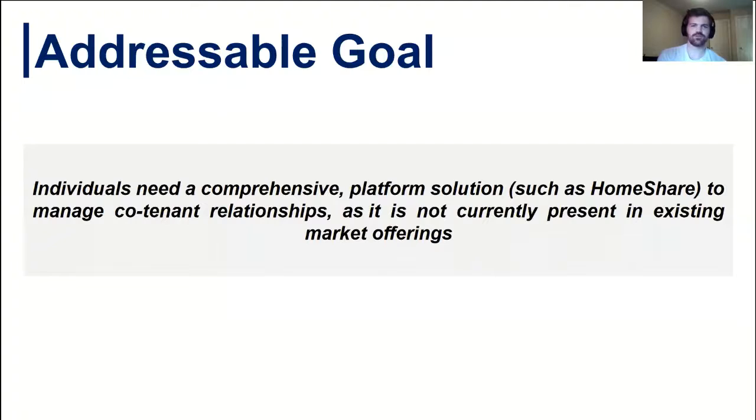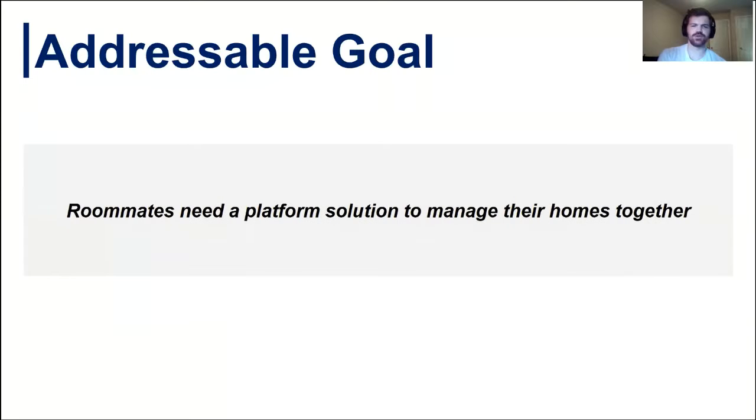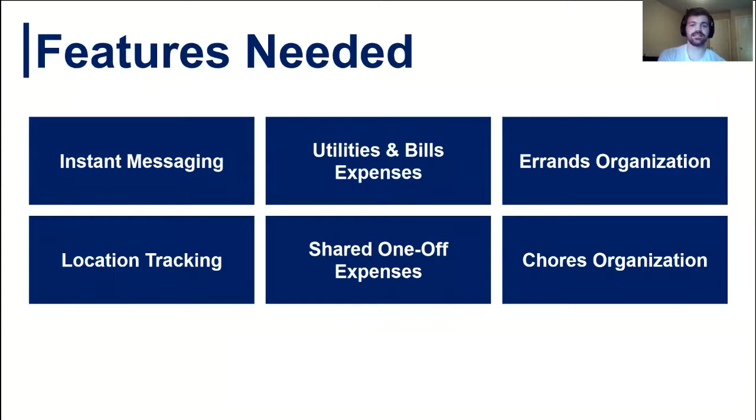So this is our addressable goal. This is straight from our proposal way back in the fall, but basically what we wanted to do was address the fact that roommates need a platform solution to help manage their homes together. And so the way we figured we'd do that was through a mobile app with these 6 core features that we sort of decided upon through speaking with ourselves and our friends and their roommates.